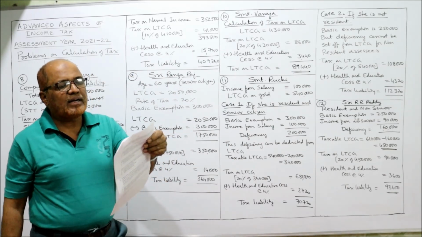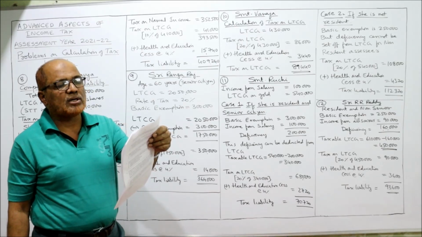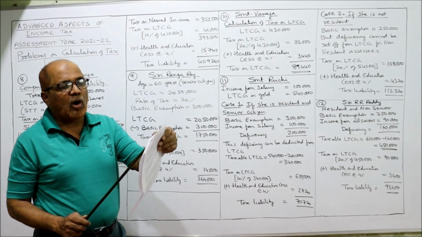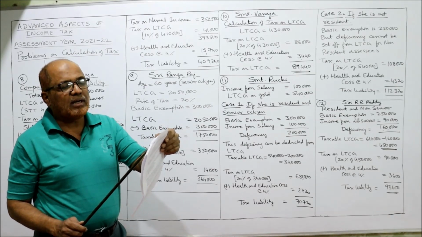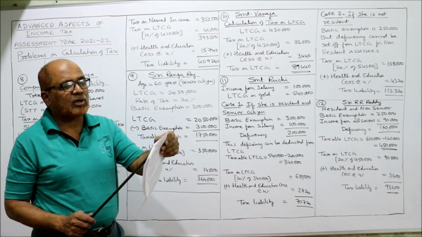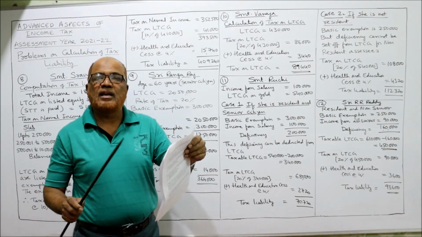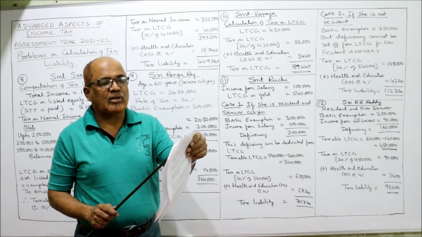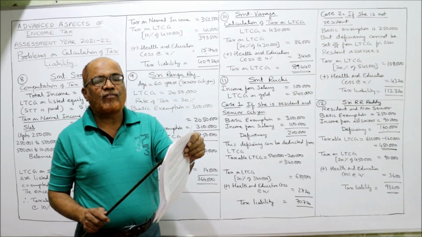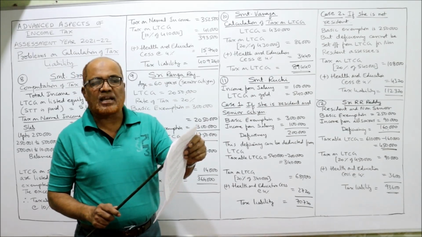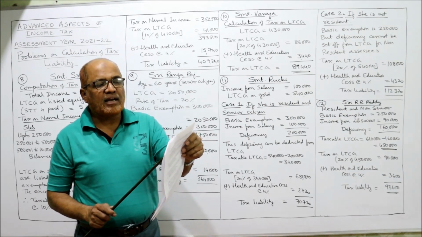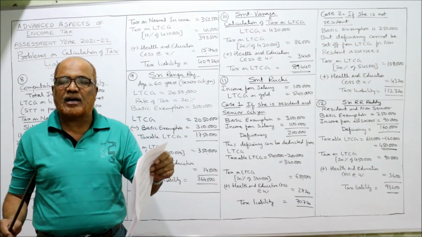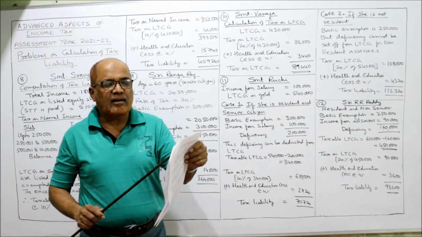For the assessment year 21-22, Srimati Ruchi's income details are income from salary 1 lakh and income from long-term capital gain on gold, 20% flat rate of tax, is 5,40,000. She is having normal income from salary 1 lakh and LTCG on gold ornaments 5,40,000. Calculate tax liability in the following two situations. If she is a resident and senior citizen. Second, if she is a non-resident. So in these two separate situations, we have to calculate the tax liability.